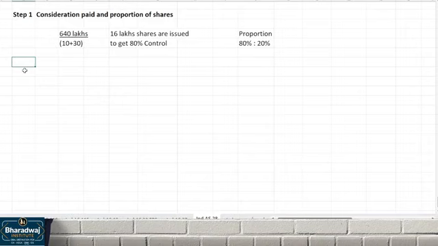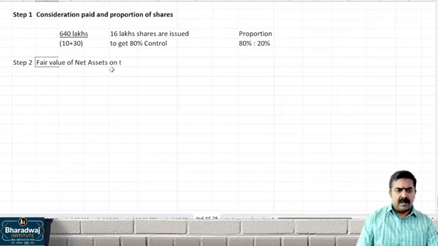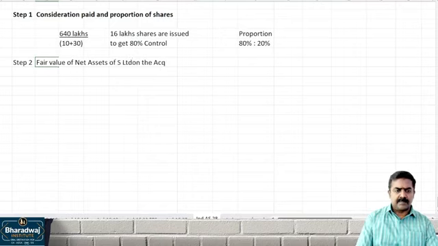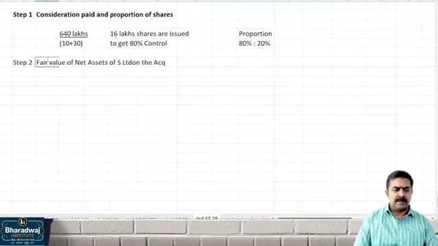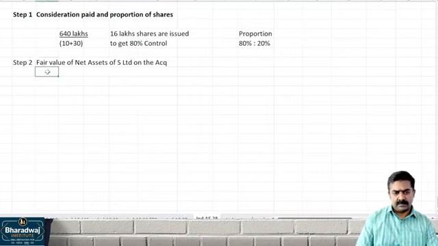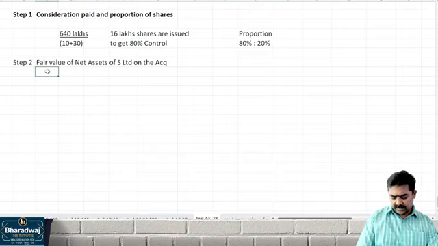Step 1. Step 2. Fair value of net assets on the acquisition date. What is the fair value of net assets on the acquisition date? Net assets of subsidiary company on the acquisition date. How to work out this? We can work out assets minus liability.